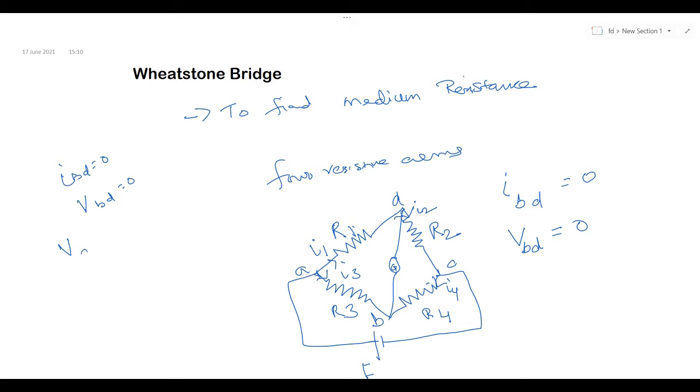So VAB is equal to VAD. In order to meet the condition IBD equal to 0 and VBD equal to 0, the main condition is VAB should be equal to VAD. So the voltage across the terminals A and B should be equal to the voltage across A and D. Similarly, voltage across C and D is equal to voltage across C and B.